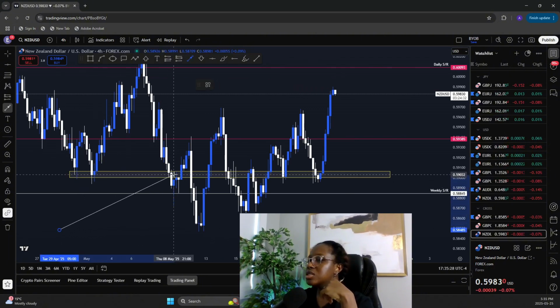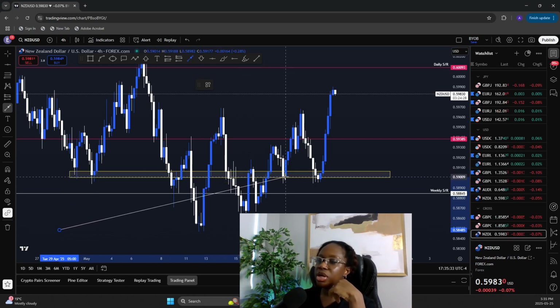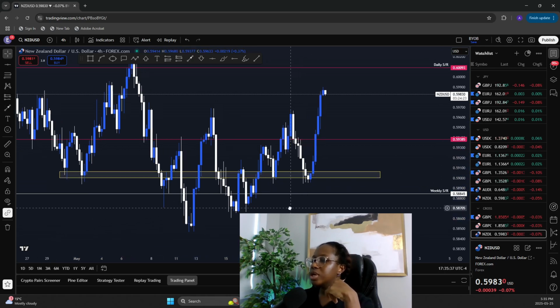At this point, there were no touches here. There was a touch here, and then price did a break and retest at this zone, and then it came back here. Okay. So that's what we can see.